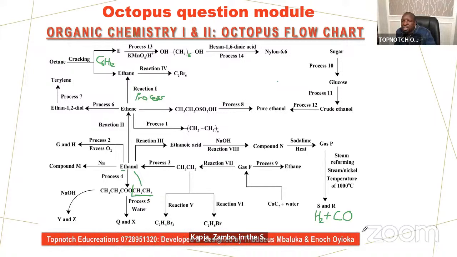From what? Cracking of steam, or rather from natural gas. That's it. So that is it. Then we go here to calcium carbide plus water, and we get a gas.